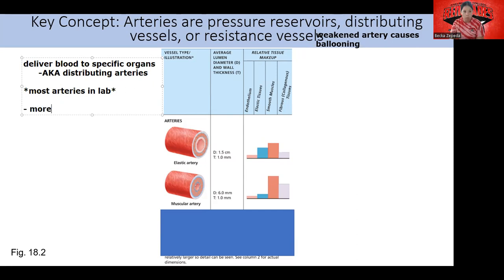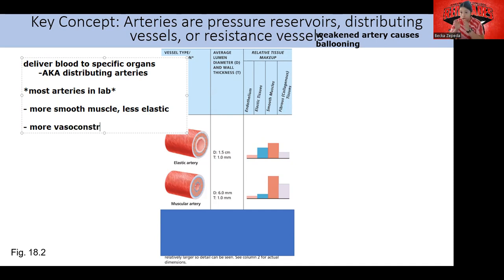They are more smooth muscle, less elastic tissue. And so what that means as far as their function goes is you're going to have more vasoconstriction happening in order to move that blood forward, but it's not going to have as much give. It's not going to be able to expand and recoil as much as our elastic arteries.